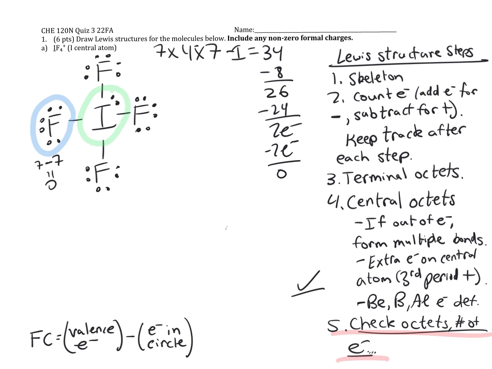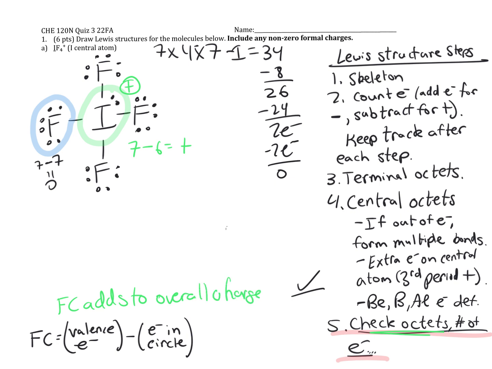That central iodine brought 7 electrons, but it only has 6. So 7 minus 1, 2, 3, 4 bonds plus a lone pair is 6, gives me a plus formal charge on that iodine. And again, remember the key rule at the end. Another way to check your answer here is that the formal charges add to your overall charge.